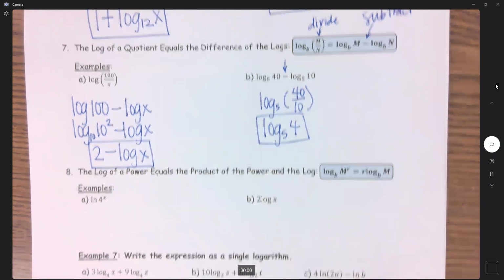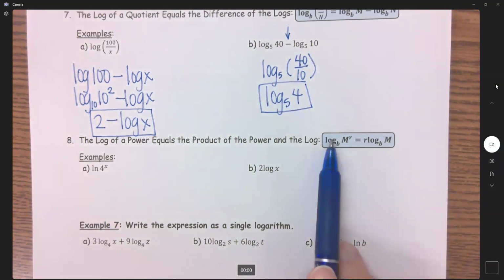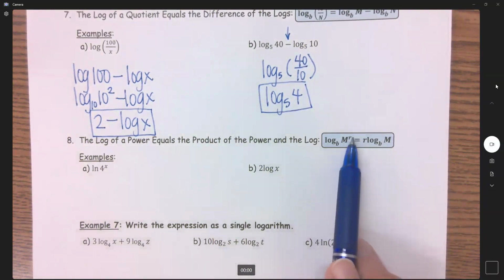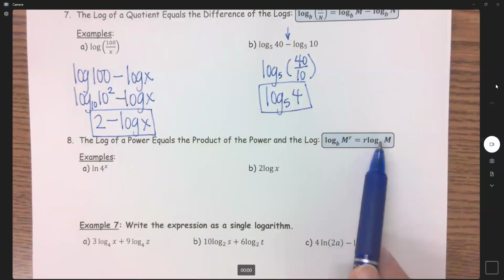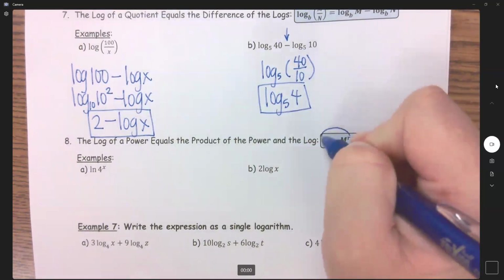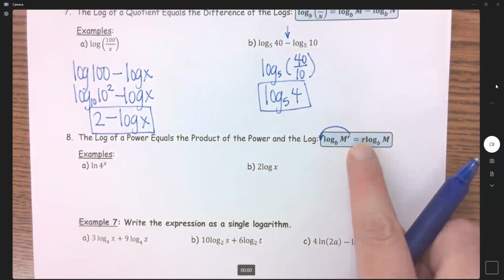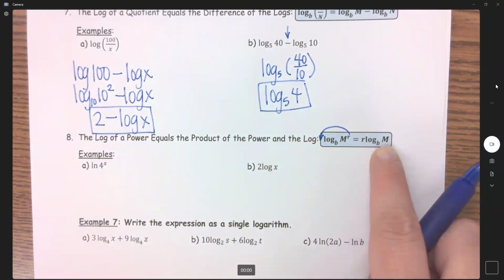My last property is the log of a power equals the product of the power and the log, and we will need this one. Log base b of m to the r equals r log base b of m. So what happened? I can take whatever this exponent is and move it out front to where it is now a product. So now it's r times the log base b of m.